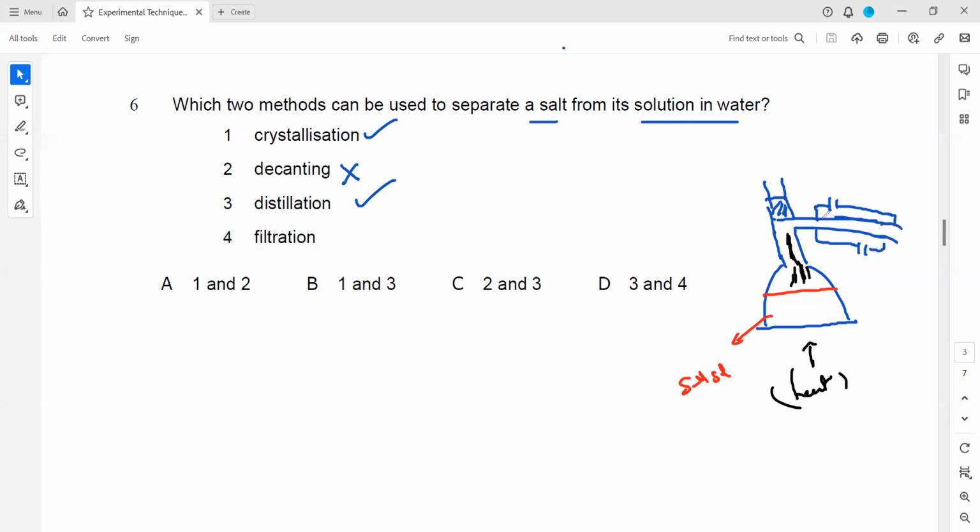So there is a condenser connected on the other side, which will remove the energy from this water vapor, and the water is separated as a distillate on the other side. Water will be here, and once all of the water has evaporated, we are left with a salt. So distillation can also be used to separate the soluble substances from the solution. Distillation, or simple distillation, can be used, but filtration cannot, because filtration is used to separate the insoluble substance. So it is crystallization and distillation. So 1 and 3 are used to separate the salt from the mixture.